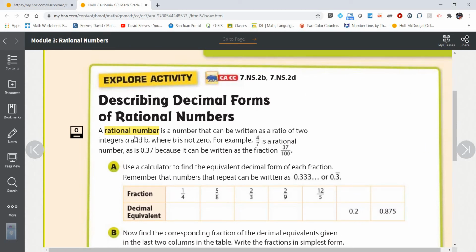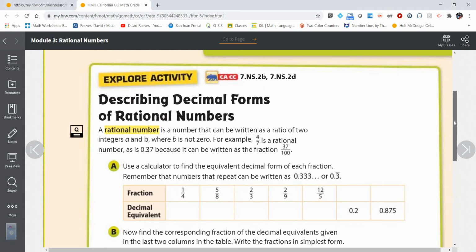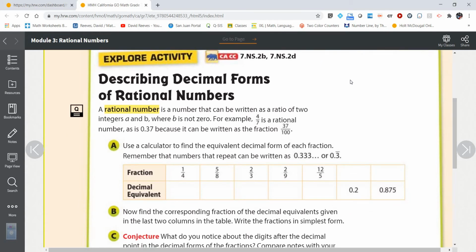A rational number, as it says here, is a number that can be written as a ratio of two integers, a and b, where b is not 0. All right? Sometimes we get a little sloppy and we just say if you can write it as a fraction, it is rational. But really, we should be a little more careful in saying that the numerator, which is the number on top, and the denominator both must be integers, which mean either whole numbers or their opposites. And of course, that bottom number cannot be 0.